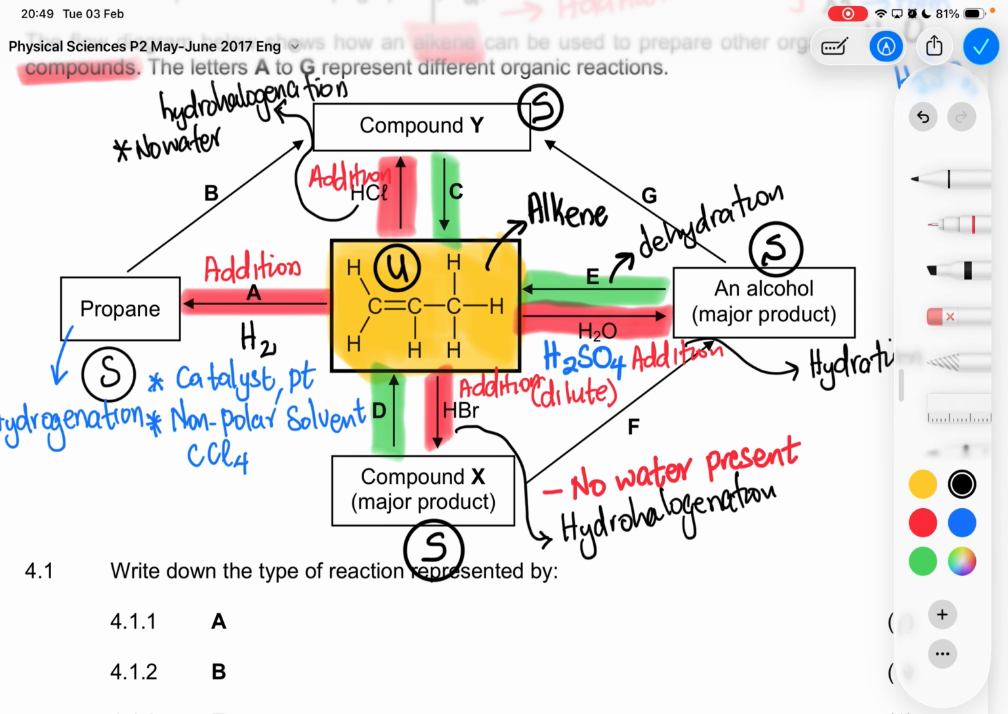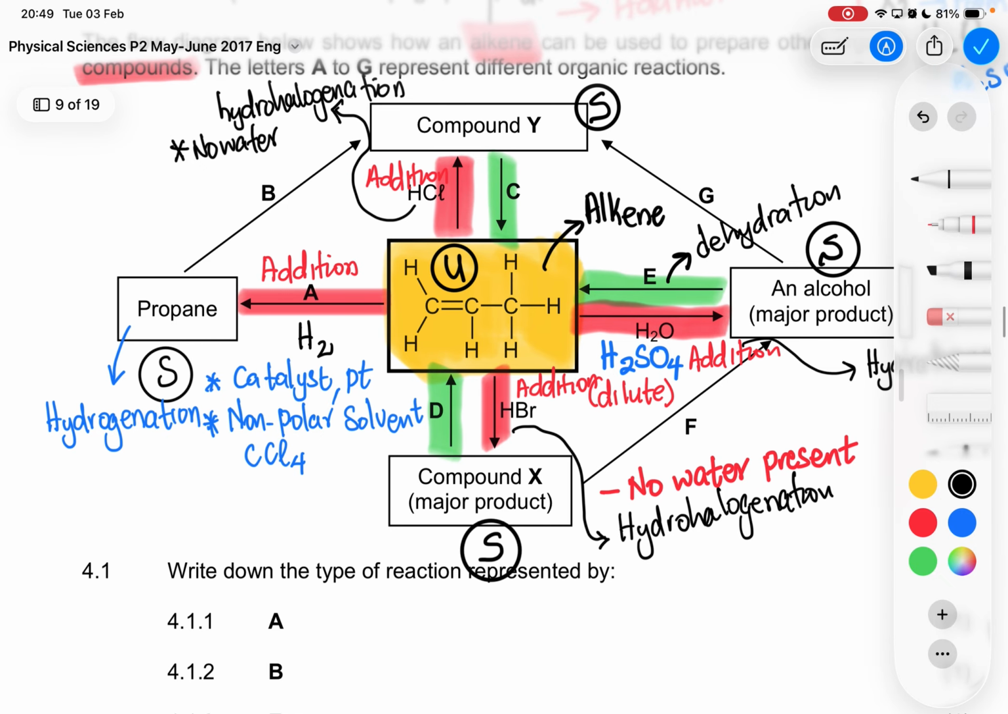It's dehydration indeed. So we are removing water then. Good. Now, what is what? No, not A. And let's look at reaction D. What is reaction D?